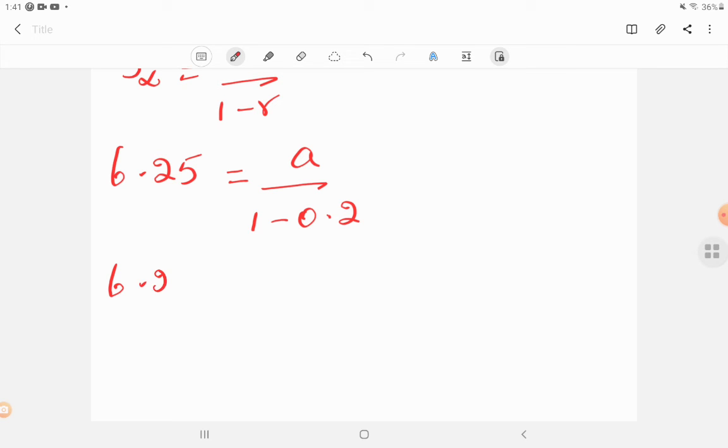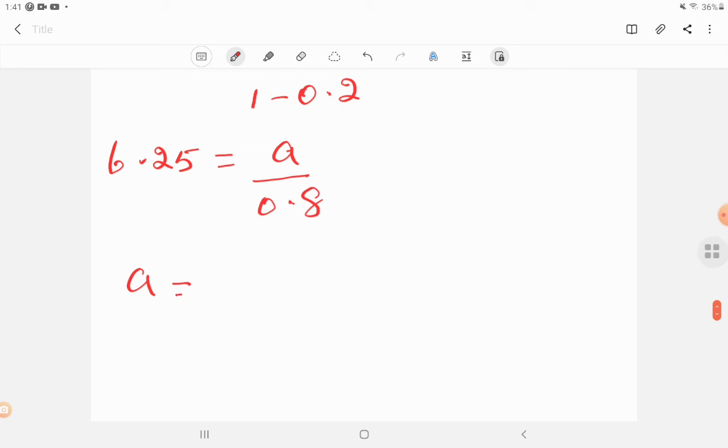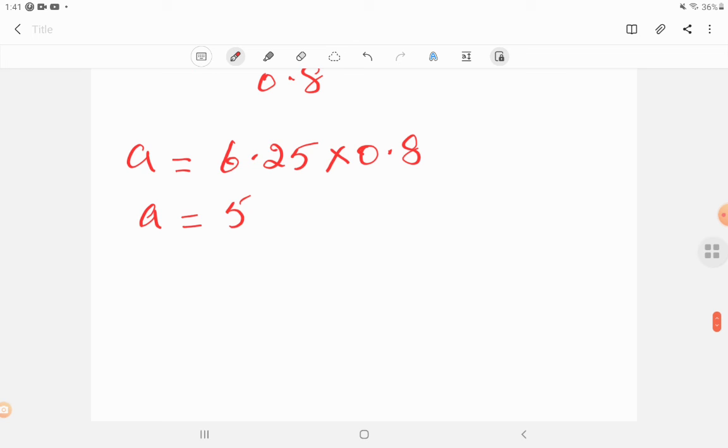So 6.25 is equal to A divided by 0.8. So A is equal to, cross multiply, 6.25 times 0.8, which a calculator gives you the first term, which is 5. Next we can find the first 4 terms. The first term is 5, and we know the common ratio is 0.2. Multiply 5 times 0.2, that gives you 1. Third term, 1 times 0.2 is 0.2. Fourth term, 0.2 times 0.2 gives you 0.04.